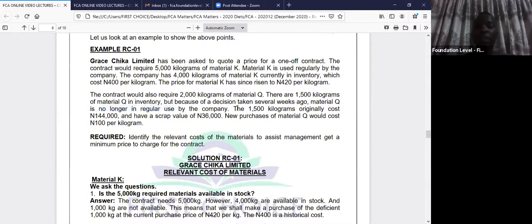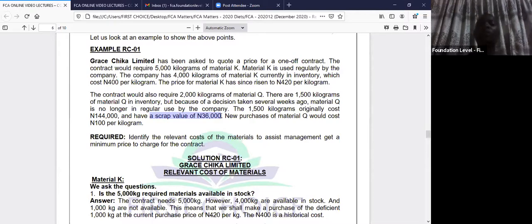Okay, the 1,500 kg originally costs how much? 144,000 naira. When you hear originally cost, it means it's sunk cost, historical cost. This cost is not relevant. Now, they say they have a scrap value of 36,000. Now, scrap value is future cost, because if you don't use it in this material, you have a choice of selling it off for 36,000 naira.